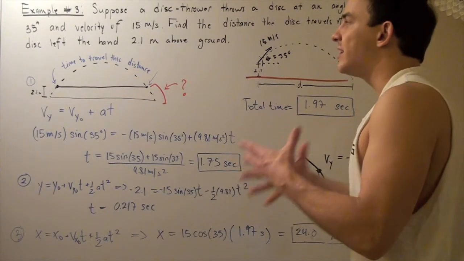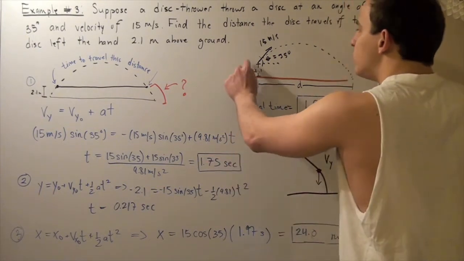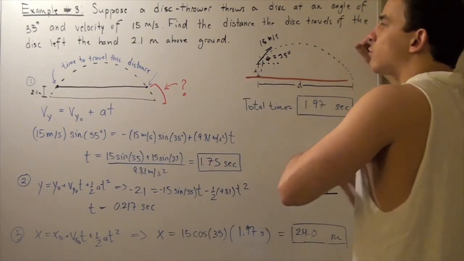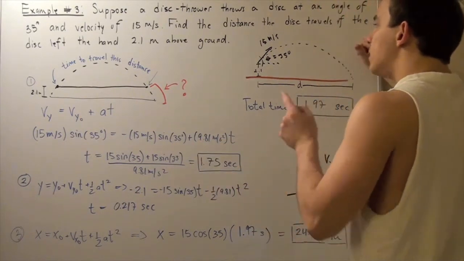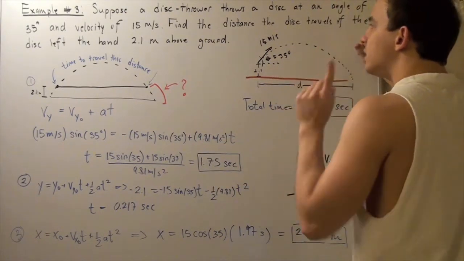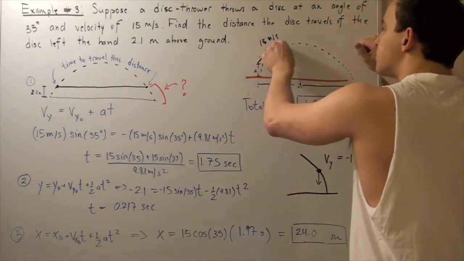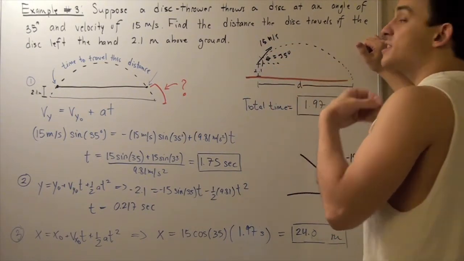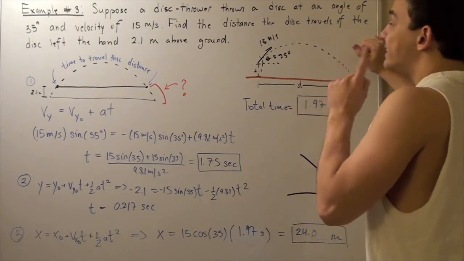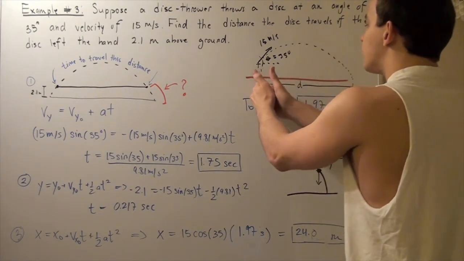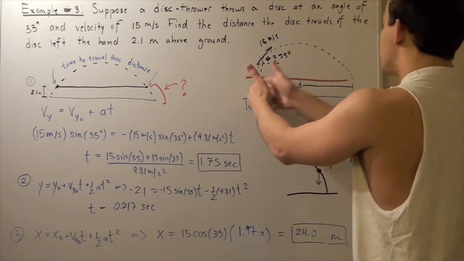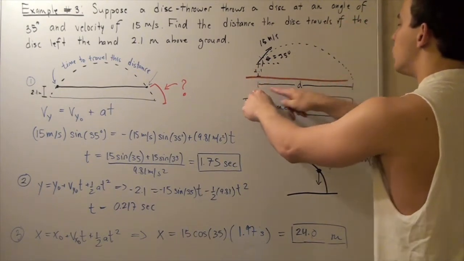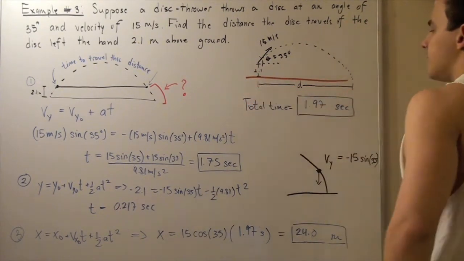Now our person lets go of the disc 2.1 meters above the ground and they release the disc at an angle of 35 degrees and a velocity of 15 meters per second. Now we want to find the distance our ball travels, or displacement of our disc, not ball, that goes from this point, our initial point of 0, to some point here. So we want to find this displacement here.